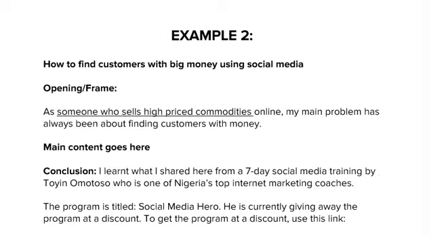This one says how to find customers with big money using social media. It also starts with the same opening statement and positioning formula like the other example. It says, as someone who sells high-priced commodities online, my main problem has always been about finding customers with money. As you can see right here, other people who sell high-priced commodities online will be able to easily relate with this. Then the conclusion part says, I learned what I shared here from a 7-day social media training by Tony Yamotojo, who is one of Nigeria's top internet marketing coaches. The program is titled Social Media Hero.